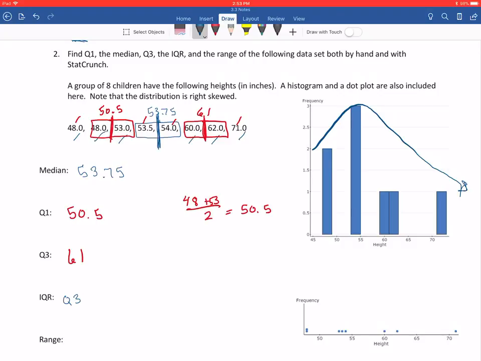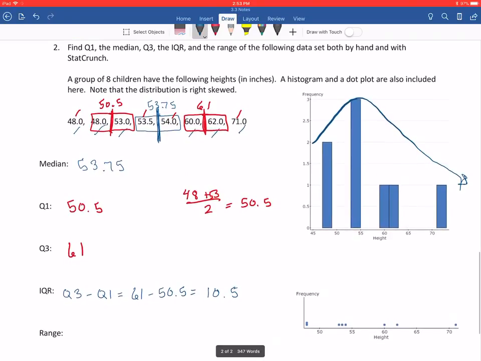Okay, so IQR. IQR is simply taking whatever I get for Q3 and subtracting Q1 from it. So 61 minus 50.5 should be 10.5. That is my IQR. That is my measurement for spread of this data. And then the range is taking my highest value, my maximum value of 71, and subtracting my lowest value of 48, and that is 23.